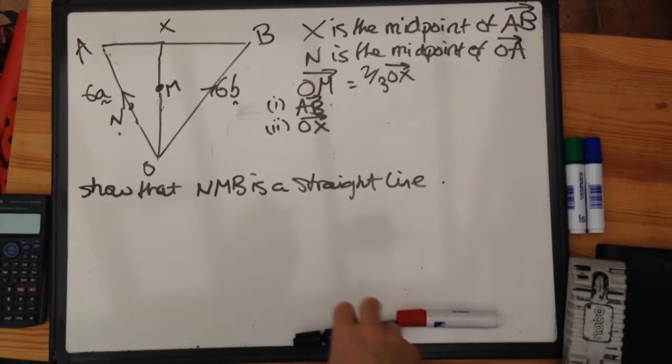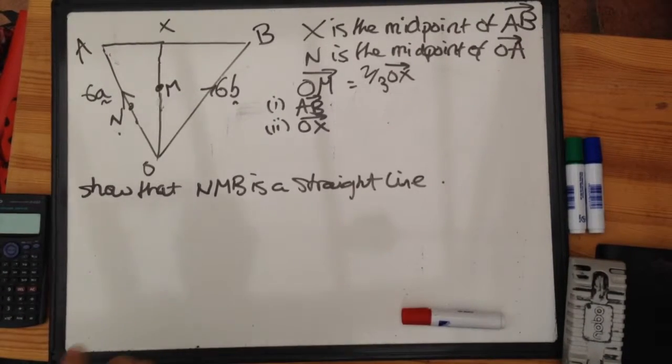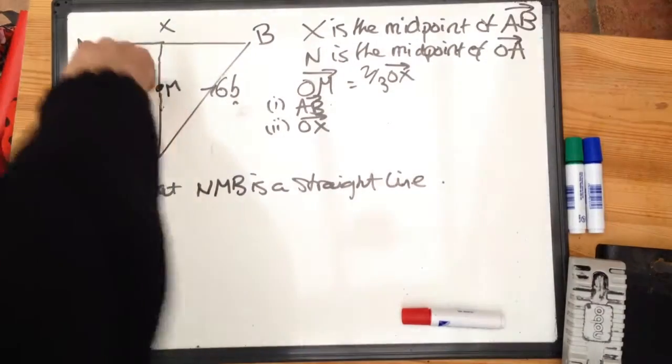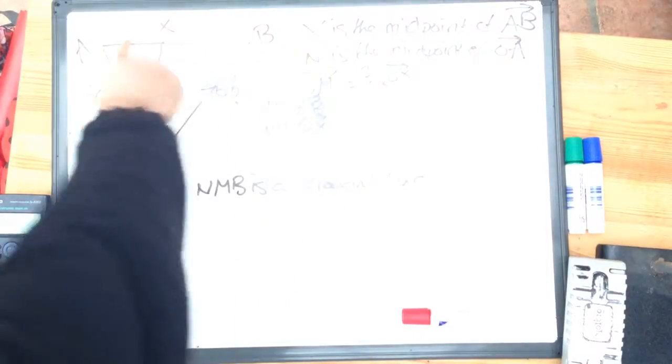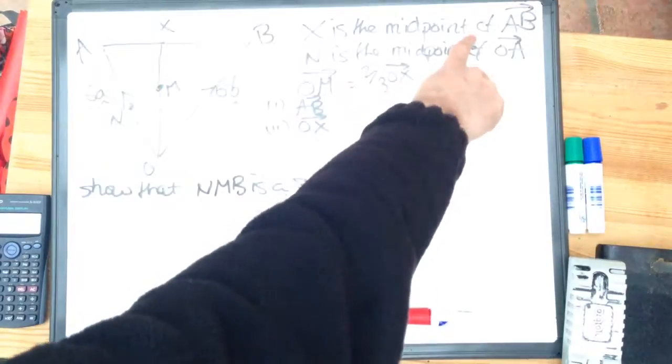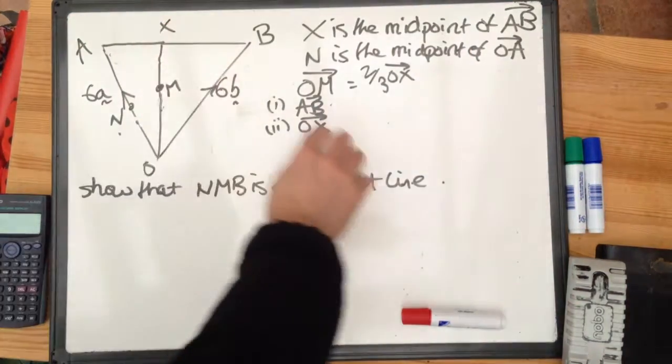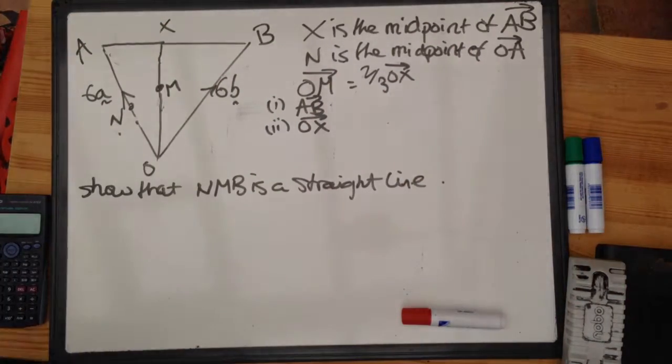Algebraic vectors question here. Firstly, looking at my diagram, we have N is the midpoint of OA, it says that in the question. X is the midpoint of AB, that says that in the question. OM is 2/3 of OX. All that information will be useful. So, what have I got then?